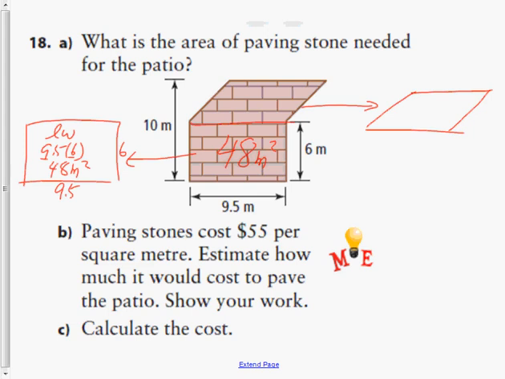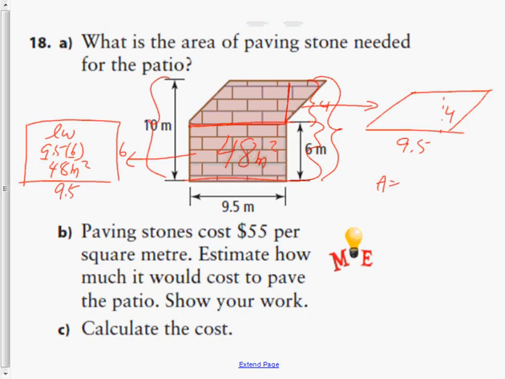So we know that this is 9.5. So I'll write that in as my base. But the tricky part is, how high is this here? Okay. Since this whole thing is 10, and this over here is 6, then this must be 4 because 6 plus 4 is 10. So therefore, the height of the parallelogram is 4.